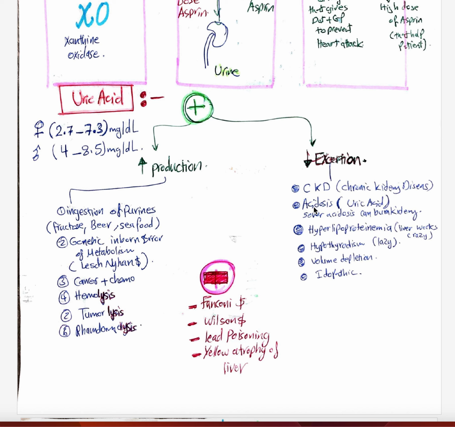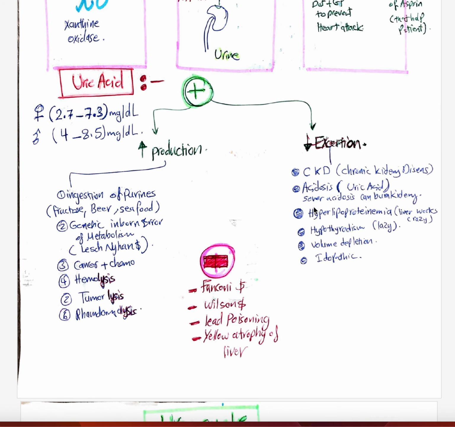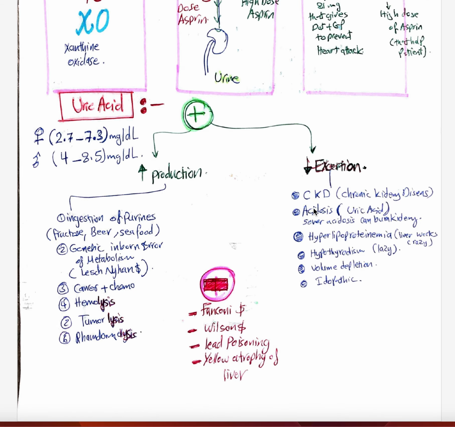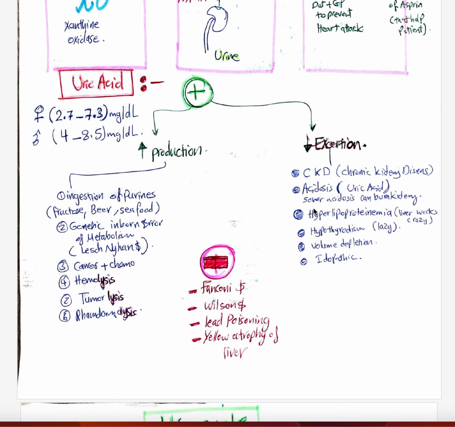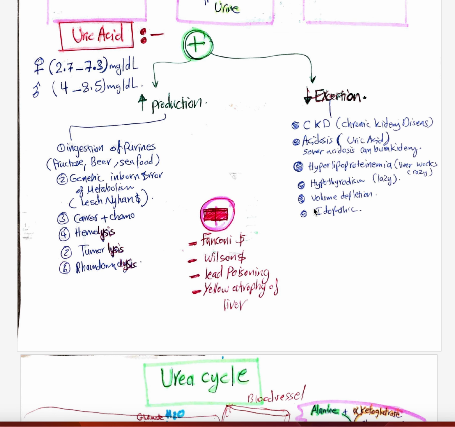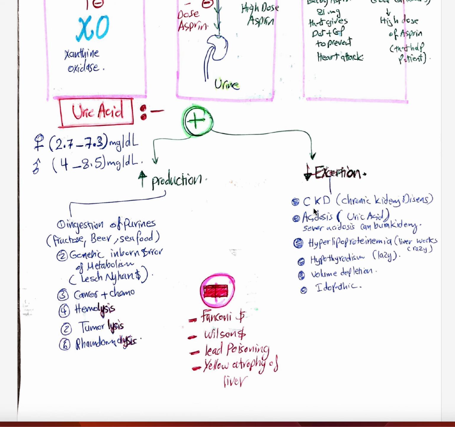But what are the reasons that lead to a reduced amount of uric acid in the blood, which is a good thing? Fanconi syndrome, Wilson syndrome, lead poisoning, and yellow atrophy of the liver reduce the excretion of uric acid. So that is everything about purines and uric acid. Hope you understand, and the upcoming lecture will be about the urea cycle. So thank you so much for listening.